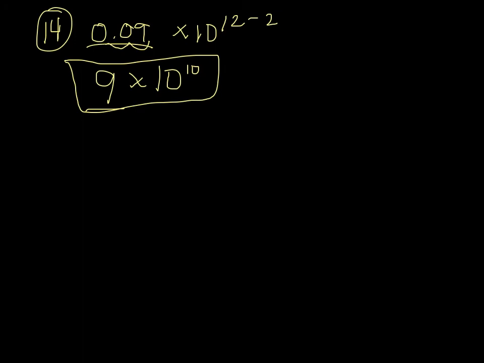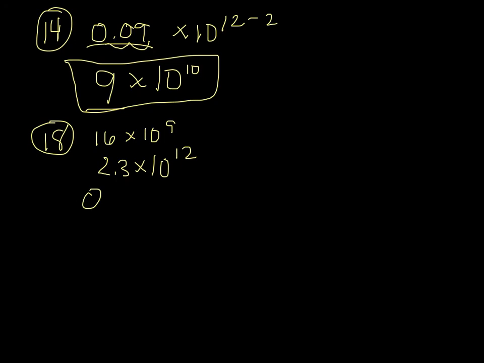Okay, order from least to greatest. I'll do one of these. Number 18. And it says 16 times 10 to the 9th, 2 3/10 times 10 to the 12th, and 0 and 65 thousandths times 10 to the 11th power. So again, we have to make sure we're writing them in actual scientific notation. So this one would be written as 1 6/10. I went from 16 down to 1 6/10. My answer got smaller. That means I need to add 1 to the exponent. So this would be times 10 to the 10th.